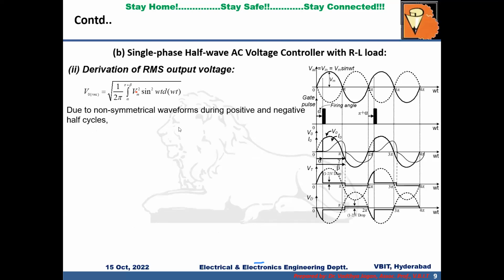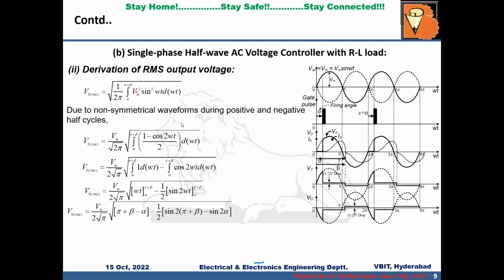Similarly, I can go for the derivation of RMS output voltage. So it is root over 1 by 2 pi integration from alpha to pi plus beta of Vm square sin square omega t d omega t. So sin square omega t is (1 minus cos 2 omega t) by 2, and I can take the Vm square out of the root, which is Vm by under root 2 pi.